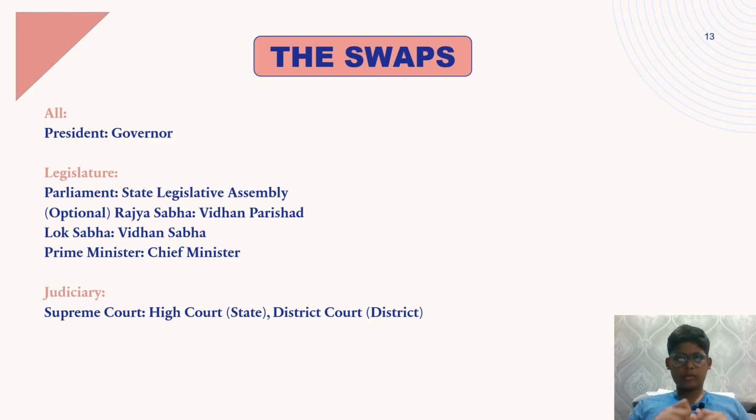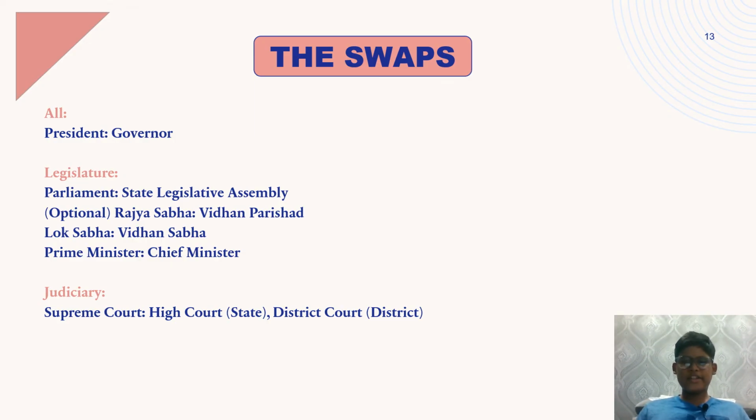Now we talk about the swaps I told you about earlier. There are a few swaps and they are pretty easy to remember. The first one is the president turns to the governor at the state level. Then the parliament turns to SLA (state legislative assemblies). Then the Rajya Sabha, which is optional, some states have it, some states don't, gets swapped for the Vidhan Parishad, and the Lok Sabha, which is mandatory to swap, becomes the Vidhan Sabha, and the Prime Minister becomes the Chief Minister.